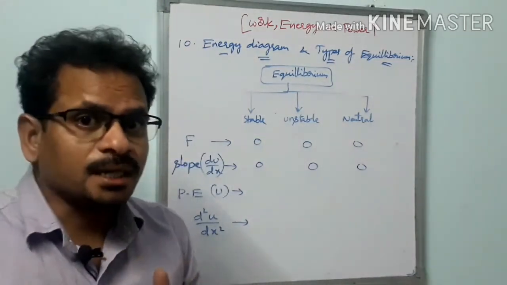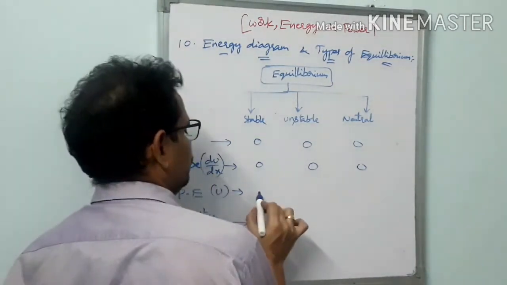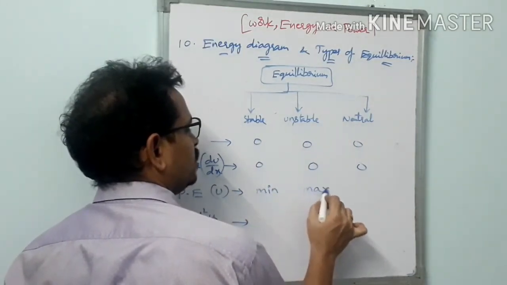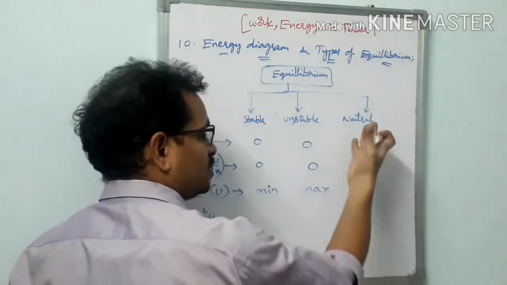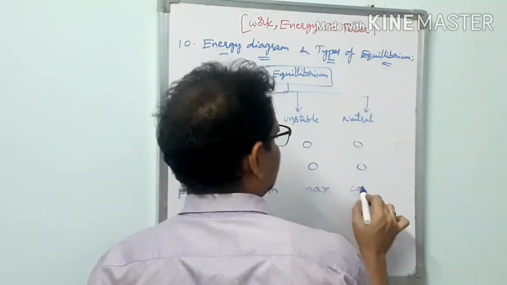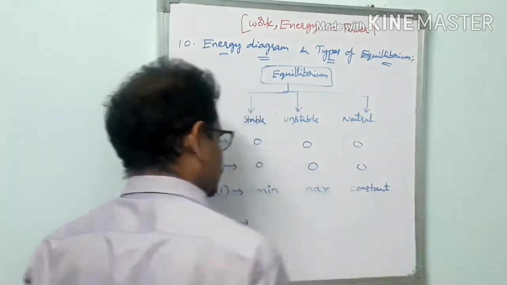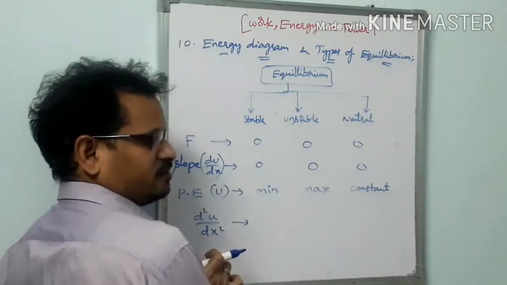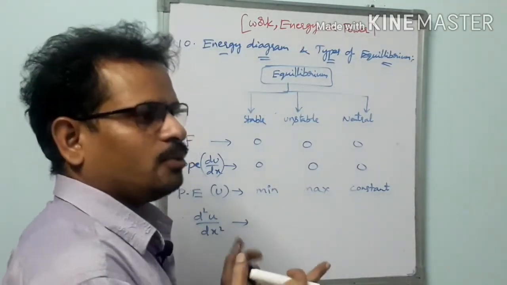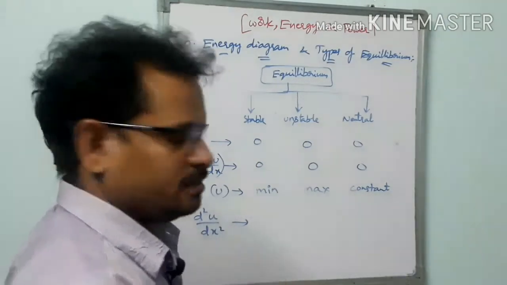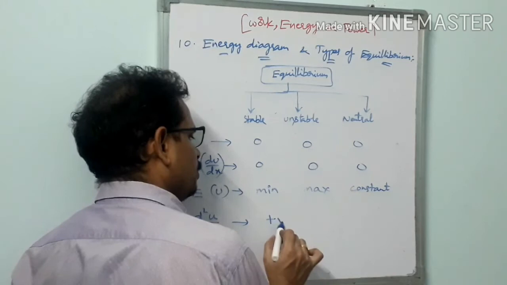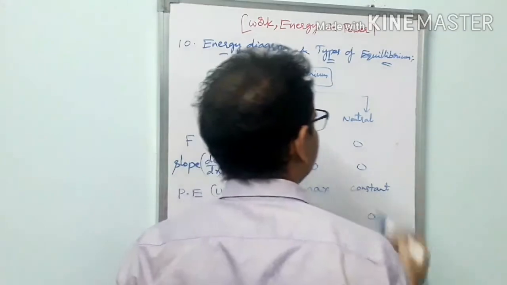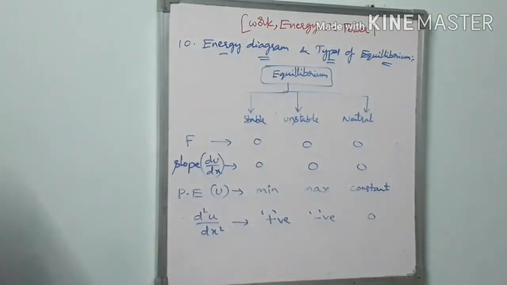Then what about potential energy? For stable equilibrium, potential energy is minimum. For unstable equilibrium, potential energy is maximum. And for neutral equilibrium, potential energy is constant. Got it? Next one, d square U by dx square, the second order derivative of potential energy with respect to displacement. Its value will be positive for stable equilibrium, negative for unstable equilibrium, and 0 for neutral equilibrium. Got it?